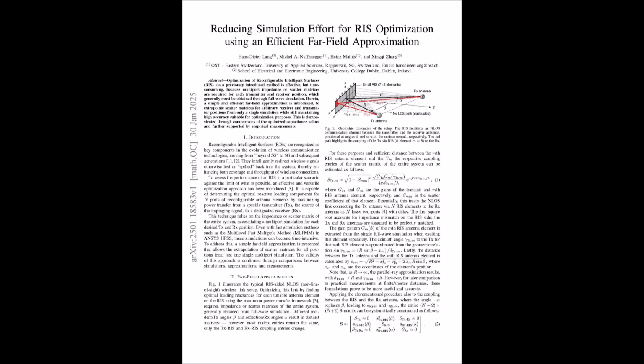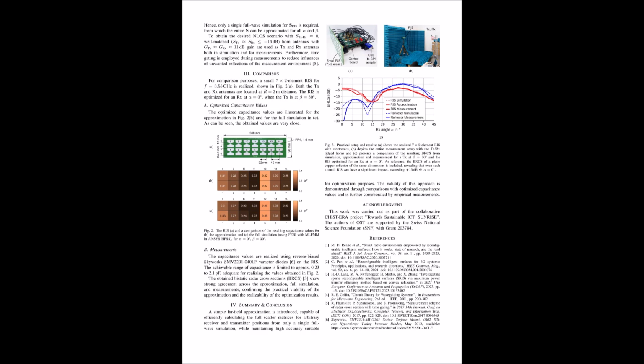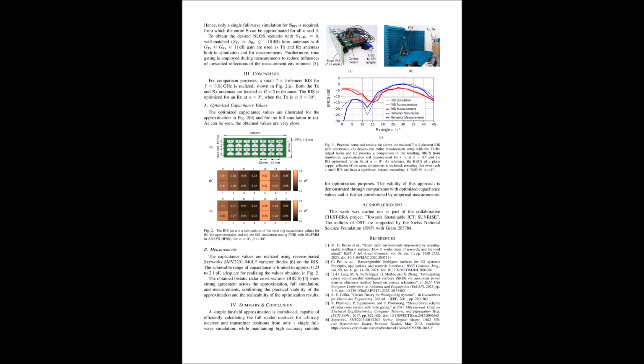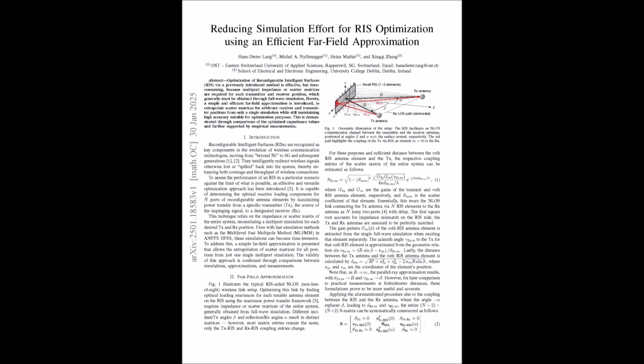Exactly. And I'm guessing they ran this optimization using both their fancy new approximation method and a full simulation for comparison. How did the results stack up? Well, if you look at figures 2b and 2c in their paper, you'll see those optimized capacitance values for each RIS element. Capacitance values, all right. And the remarkable thing is, those values from their approximation are incredibly close to the values from the full simulation. No way. That's incredible.